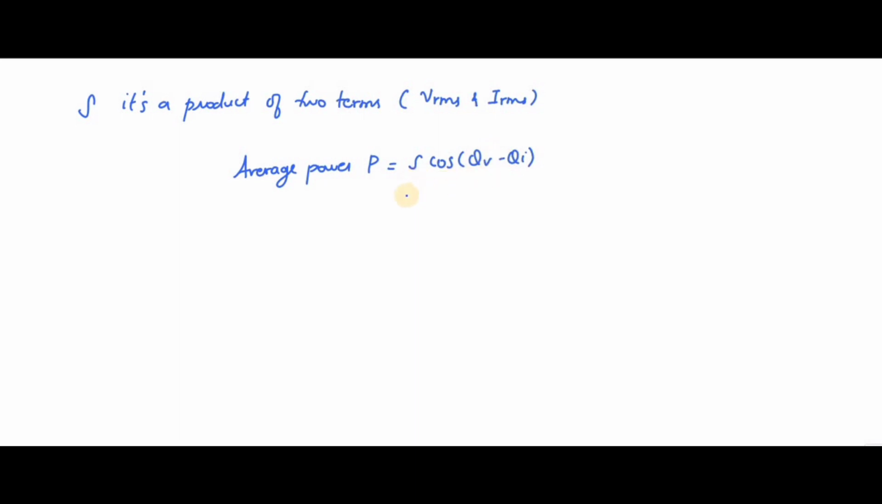So this is the power factor. Power factor, that is PF, is equal to cos(del V minus del I). So now I can write P is equal to S into PF. So what is PF now? PF is equal to P divided by S.